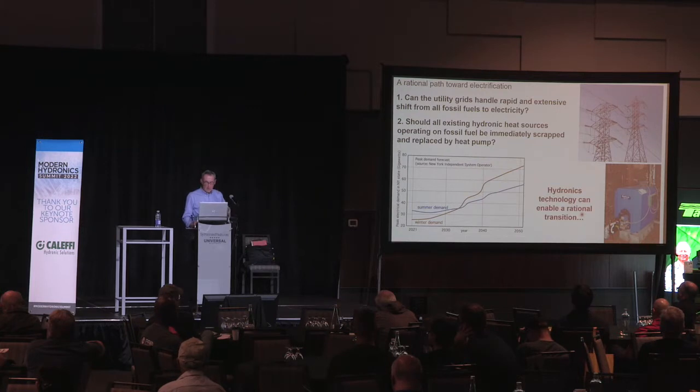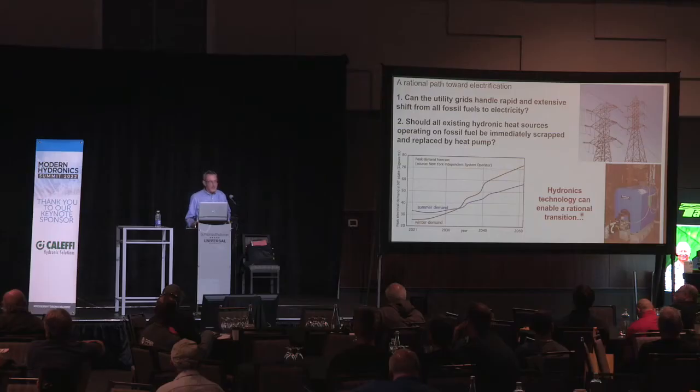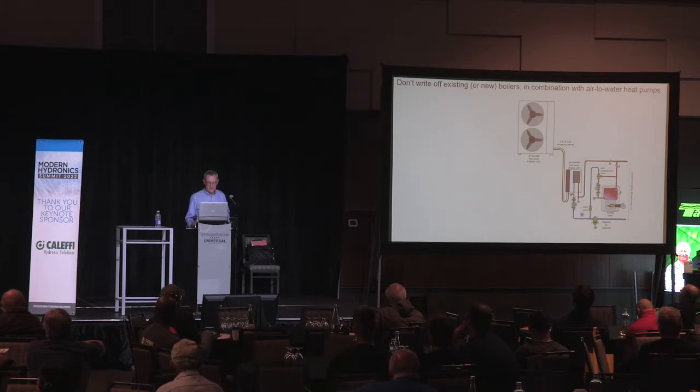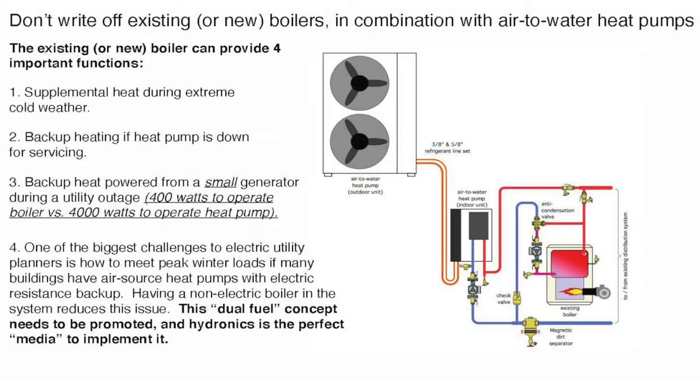Okay. Now, I put down that hydronics technology can enable a rational transition. I'm not against the eventual and rational transition out of greenhouse gas producing fuels into energy systems that produce less of that effect. But it has to be rational. So I put down, don't write off an existing, or for that matter a new construction, boiler in combination with, let's say, an air-to-water heat pump.